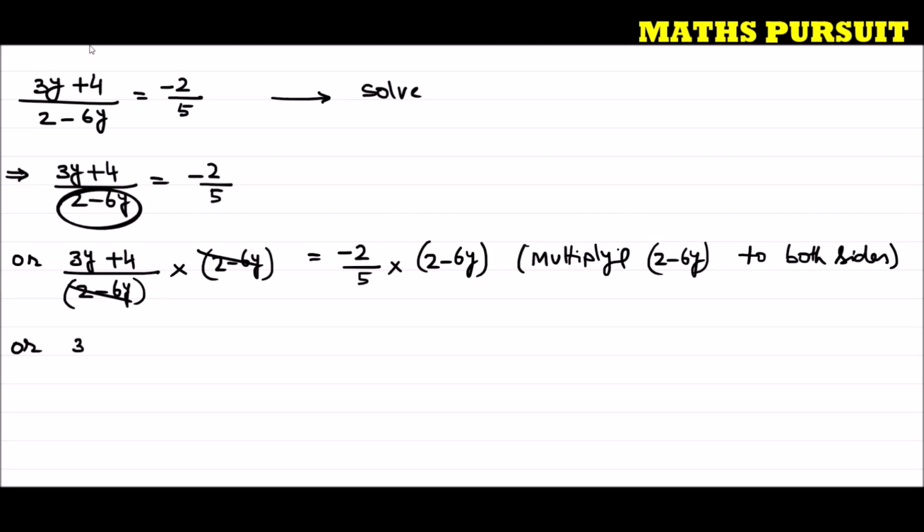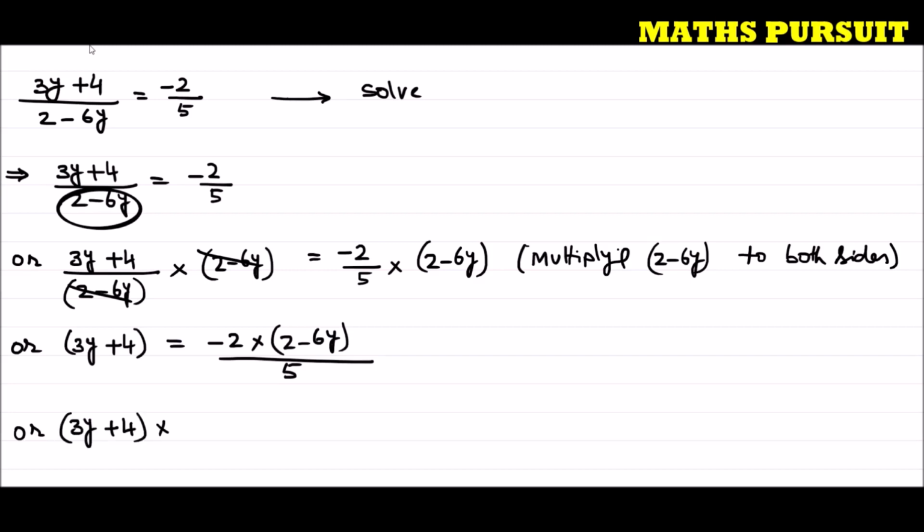So what am I left with? I am left with (3y + 4), let us put it in brackets, is equal to -2 times (2 - 6y) divided by 5. Or I can write (3y + 4) times 5 is equal to -2 times (2 - 6y) divided by 5 times 5. What am I doing here? I am multiplying both sides.